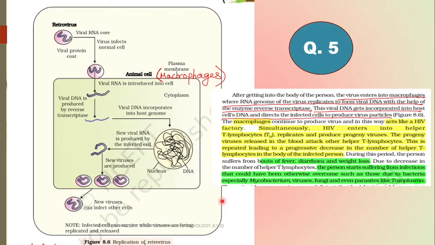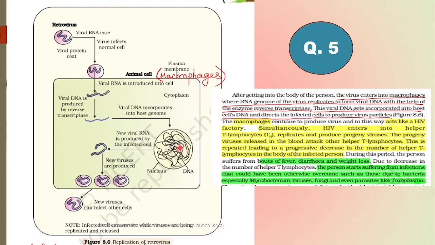Let's see how it causes the disease. As I said, HIV is a retrovirus. Inside the protein capsid, there is the RNA genome and reverse transcriptase enzyme. Once the HIV virus enters our body through blood, it first attacks the macrophages present in the blood. So, viral RNA is introduced into the cell. Reverse transcriptase enzyme converts this viral RNA into DNA. This DNA then moves into the nucleus and integrates with the host DNA, and it becomes part of the host cell genome.